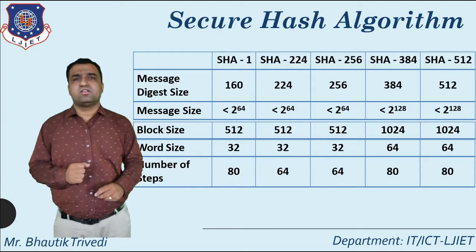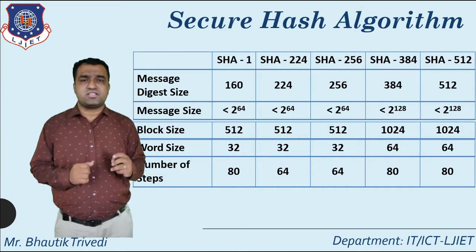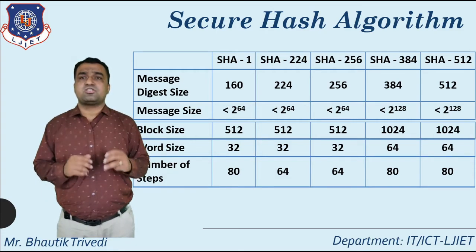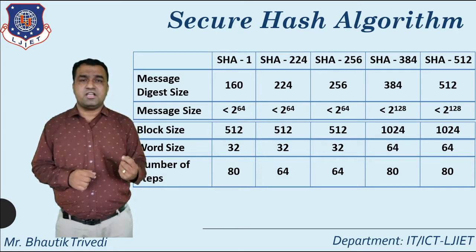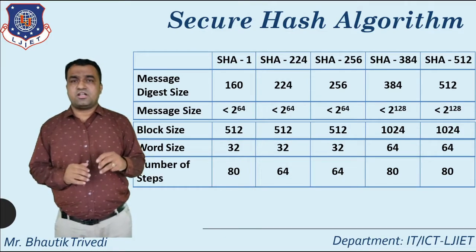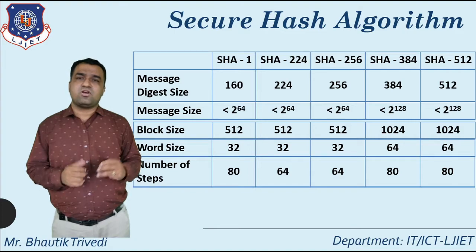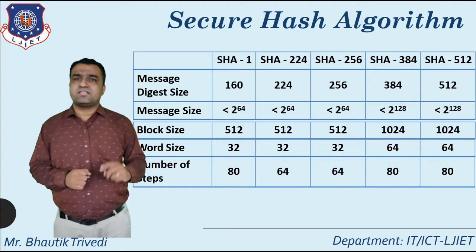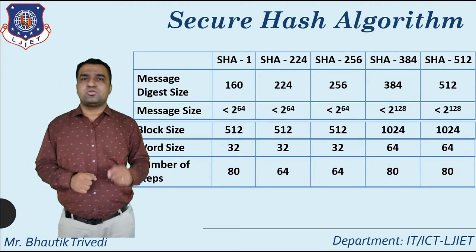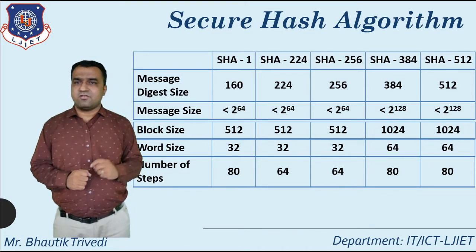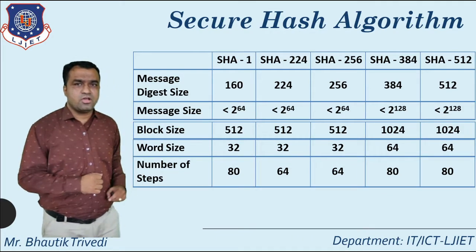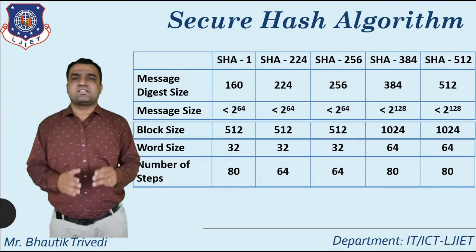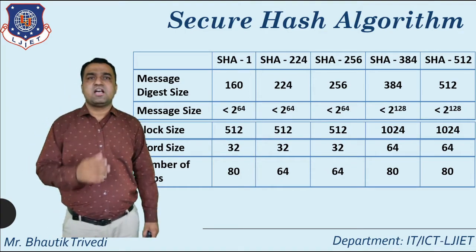After that, third one is SHA256. Here I am directly giving the introduction related to SHA algorithms, but in your syllabus, only one algorithm is covered in detail, that is SHA512. So currently talk about SHA256. The message digest size of SHA256 is 256. Message size, again the same, less than 2 raised to 64. Block size is 512. Word size is 32. And number of steps is 64. So this is all about SHA1, SHA224 and SHA256.